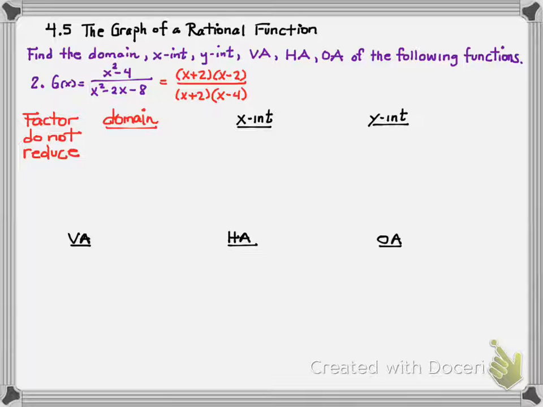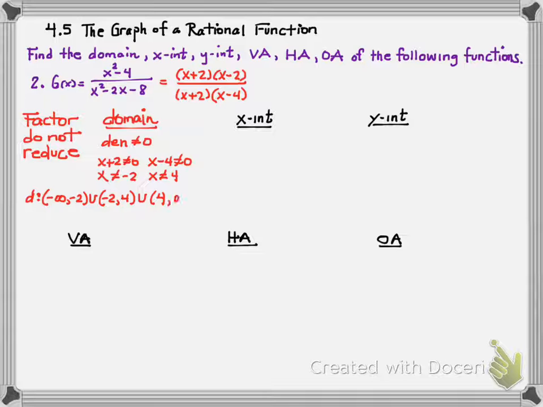So the domain is where our denominator should not be 0. So x plus 2 should not be 0, and x minus 4 shouldn't be 0. In other words, x won't be negative 2, and x will not be 4. So our domain should look a little something like this.